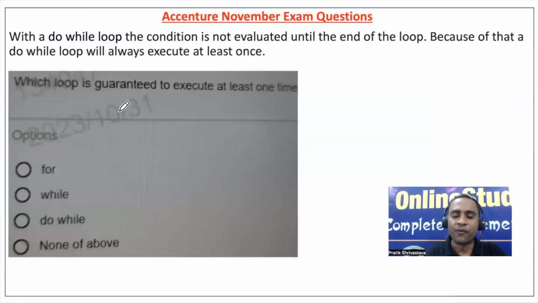Now, which loop is guaranteed to execute at least one time? The loop guaranteed to execute at least one time is do while. Friends, with a do while loop, the condition is not evaluated until the end of the loop. Because of that, a do while loop will always execute at least once. The condition is evaluated at the end, so that's the reason the answer is do while.